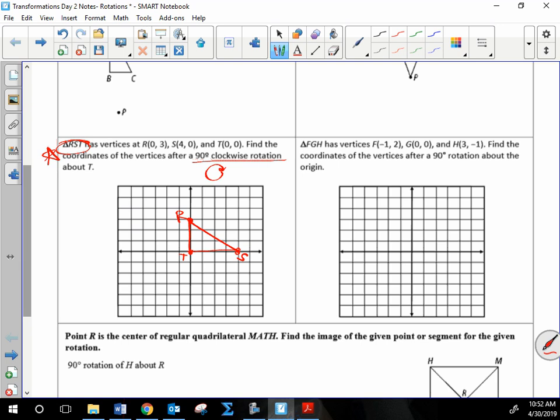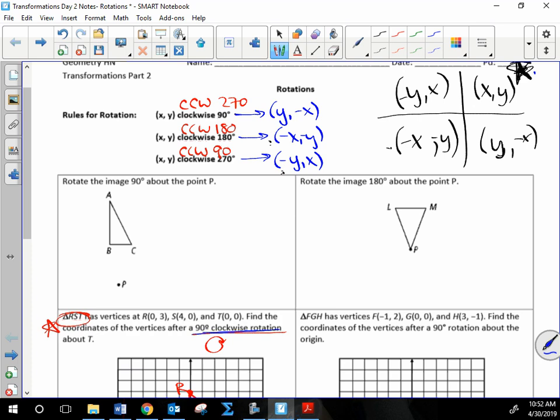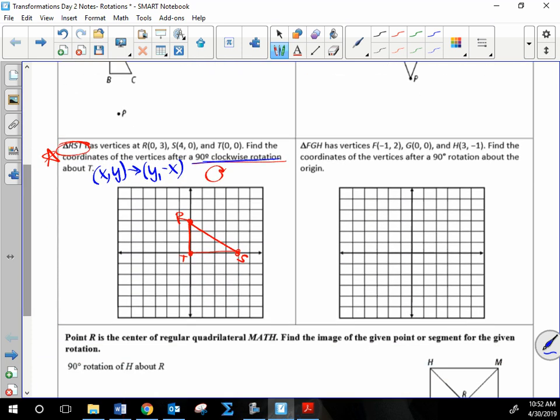But if you struggle with that and you want to use the rule, it says 90 degrees clockwise. So I'm just going to go back up to my image here. 90 degree clockwise would be this one here. So this is the rule that I'm going to use. It becomes (y, negative x). So I have (x, y) becomes (y, negative x). And then you can just apply that rule to each of your points. When I go to do R prime, again, my y is now my new x value.